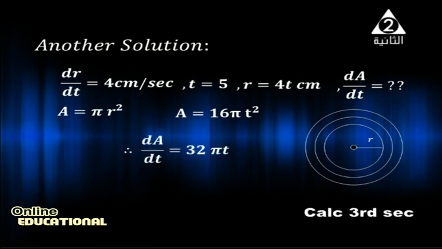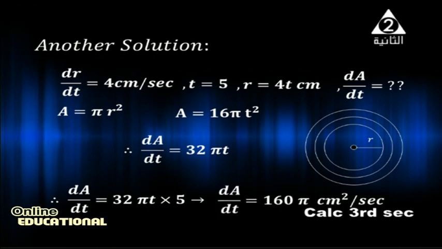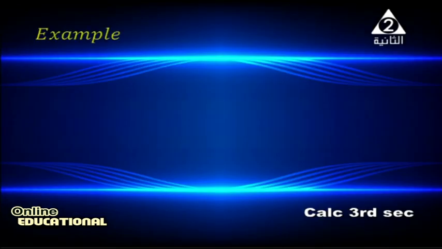By differentiating both sides with respect to the time t, the derivative of A is dA/dt equals the derivative of 16π t squared, which is 32π t. At t equals 5, dA/dt equals 32π multiplied by 5, then dA/dt equals 160π centimeter squared per second. Now we move to the next example.